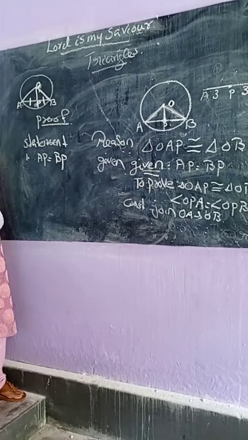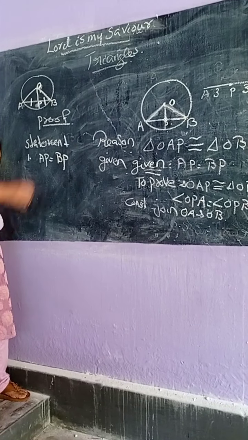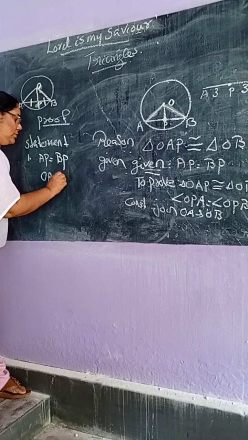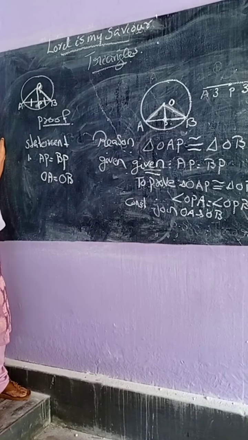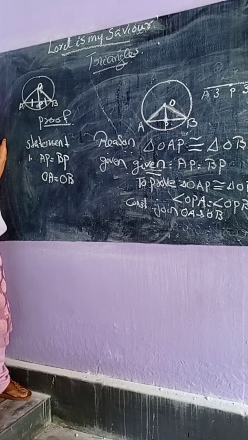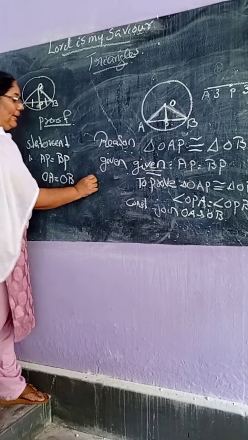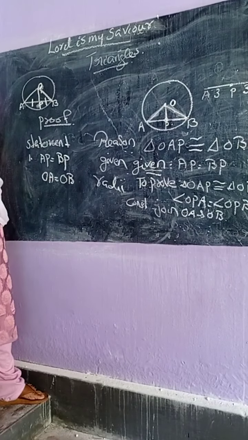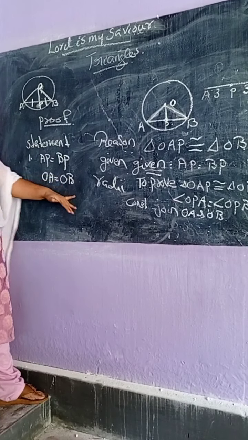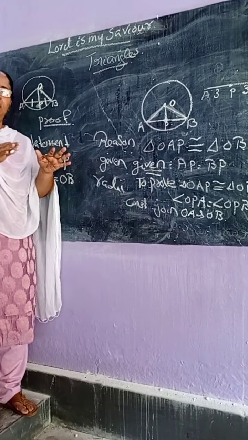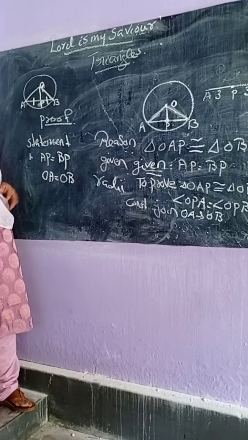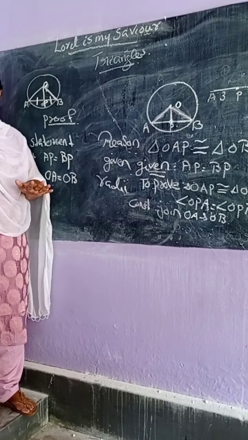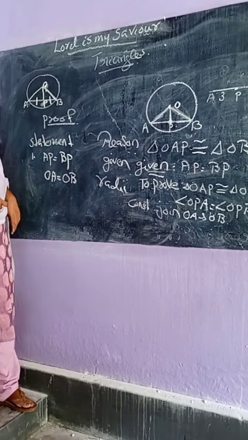Then can you say the second one? OA is equal to OB. What's the reason? They are the radii, or we construct that. Understand? We know that in a circle, all the radii are of equal length. Therefore, OA is equal to OB. What's the reason? They are the radii of the circle.